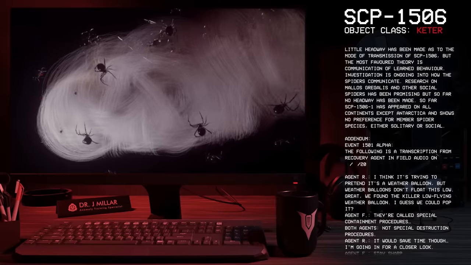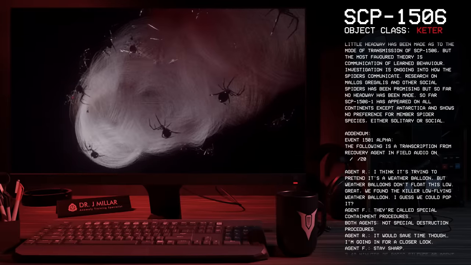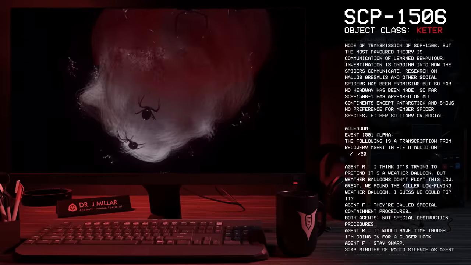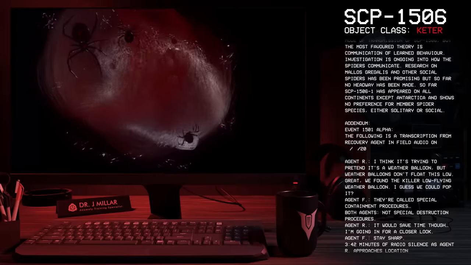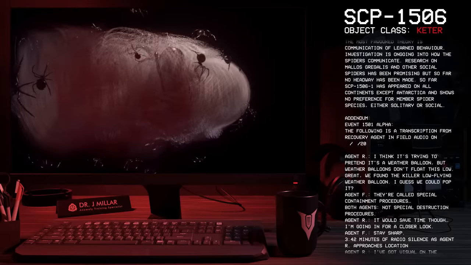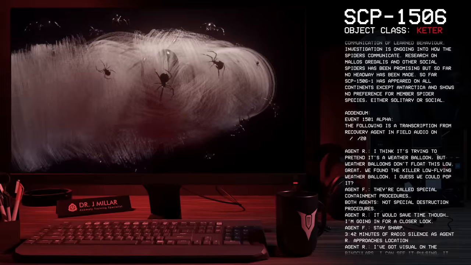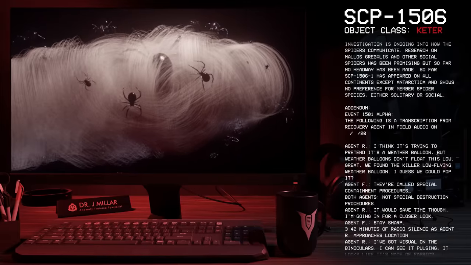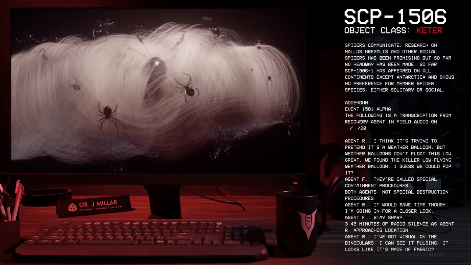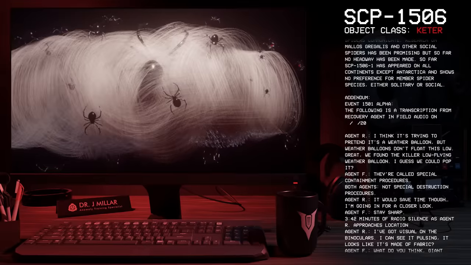So far, SCP-1506-1 has appeared on all continents except Antarctica and shows no preference for member spider species, either solitary or social. Addendum, Event 1501 Alpha, playing log now.